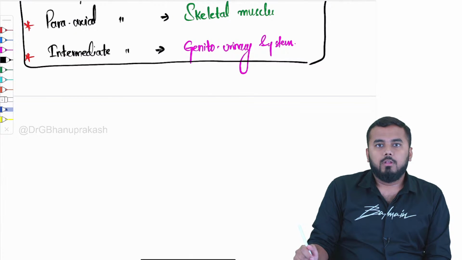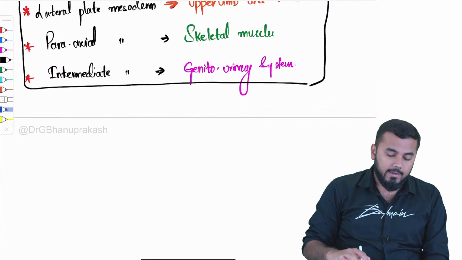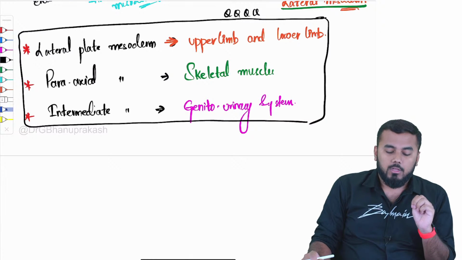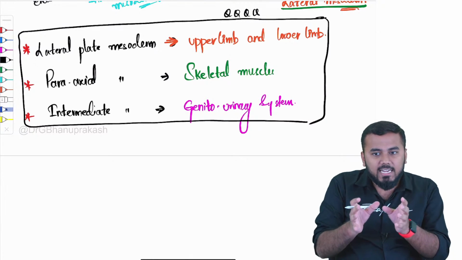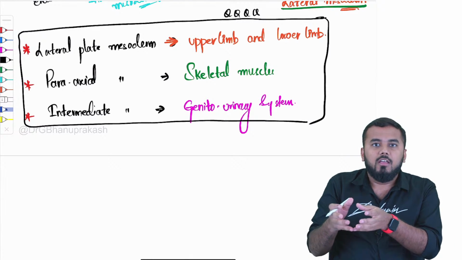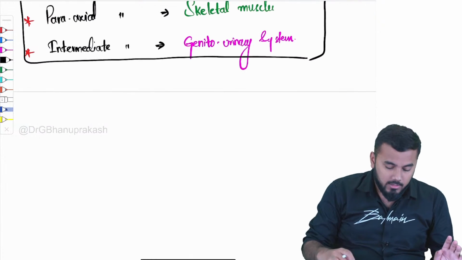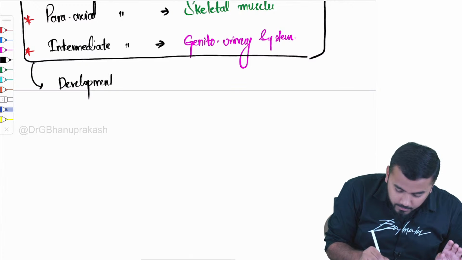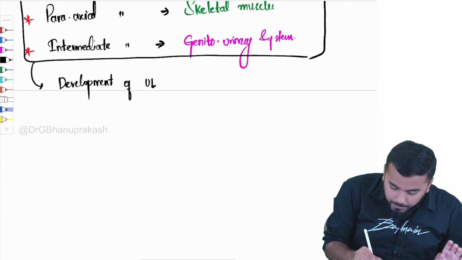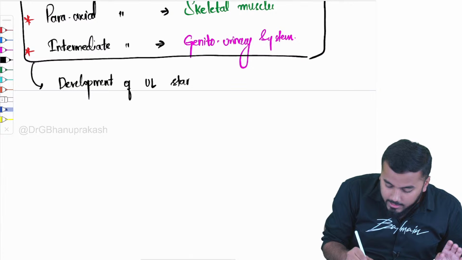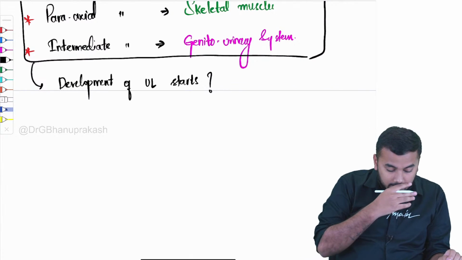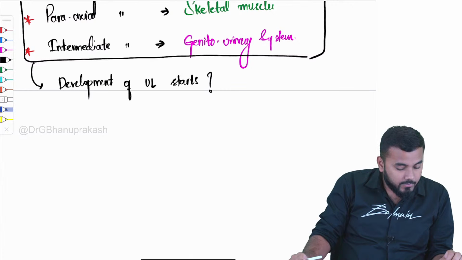Now, you told me that lateral plate mesoderm will develop into the upper and lower limb. Fine. Can you tell me at exactly which week of gestation the upper limb development starts? When does the development of the upper limb start? Does anyone have any idea?